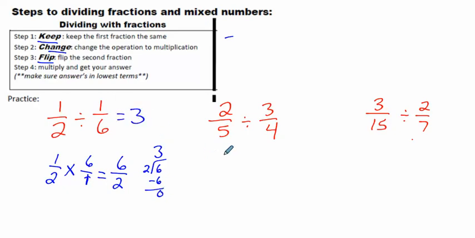Let's try the next one. I'm going to keep, change it to multiplication, and flip the second number. Then multiply straight across. I get 8/15ths. I can't simplify that, and it's not improper, so that's my answer.